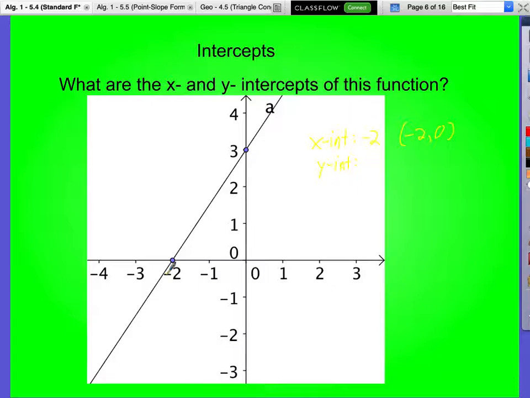And then what's our y-intercept here? 3. And then what would be the point for the y-intercept? 0, comma 3. And what do we notice for the y-intercept? X is 0 because it crosses that axis, so it has to be 0. So for the x-intercept, y is 0. For the y-intercept, x will be 0. That'll be the way all the time. Questions on this?